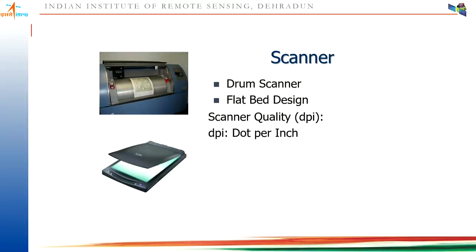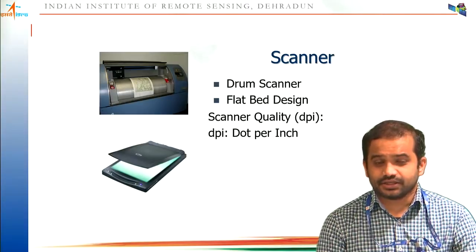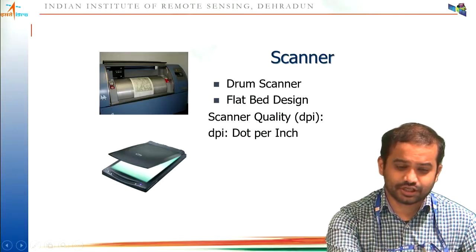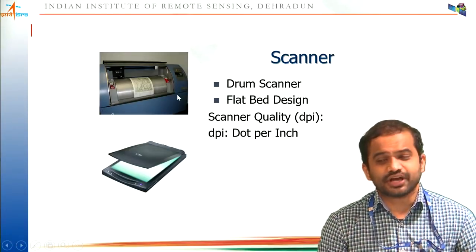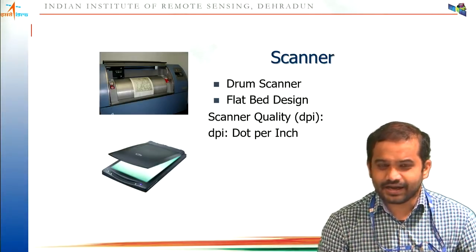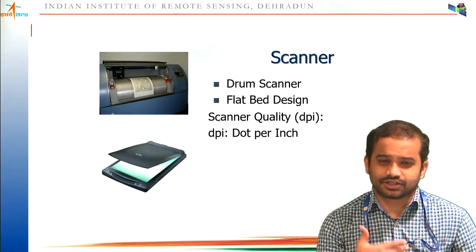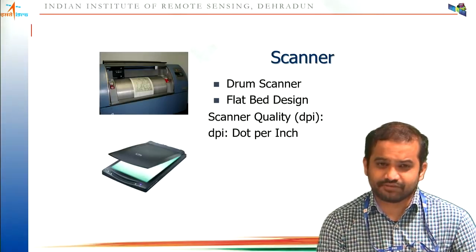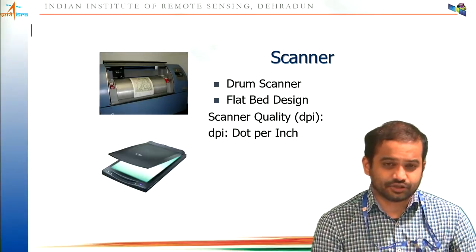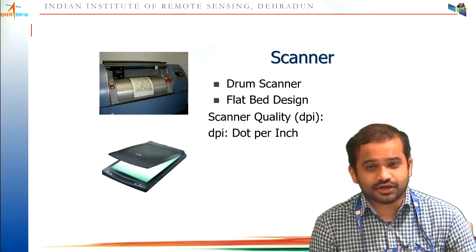As you can see, we have two types of scanners here. One is called a drum scanner, another one is called a flatbed design. Drum scanners, as you can see here, are generally used for highly calibrated map scanning, which have a long drum and you wrap the map around the drum, and the drum will rotate. As the drum rotates, the scanner has a mechanism where it basically takes a photograph of the paper which is kept there, and that data is converted into a digital image and sent to the computer or any digital device connected with the scanner. So this is called a drum scanner.